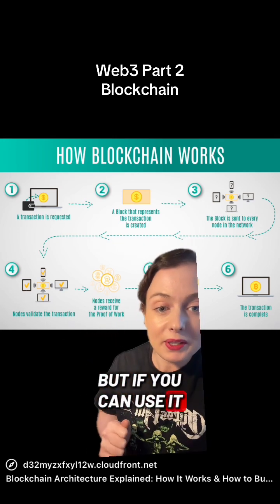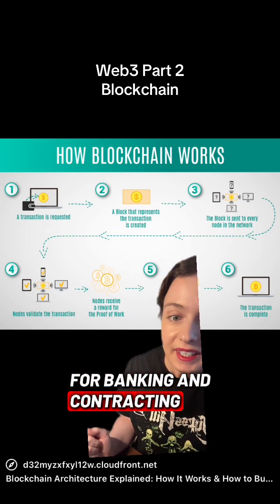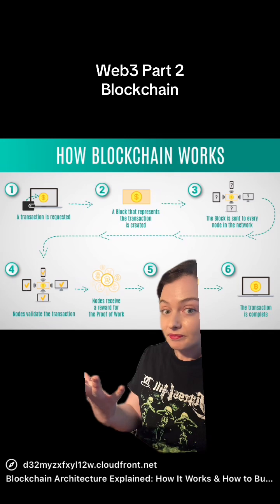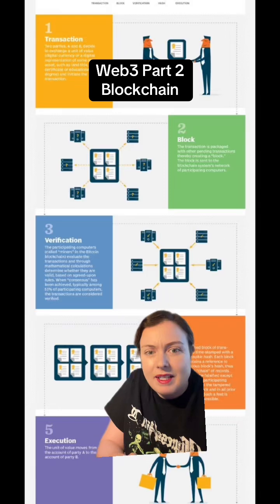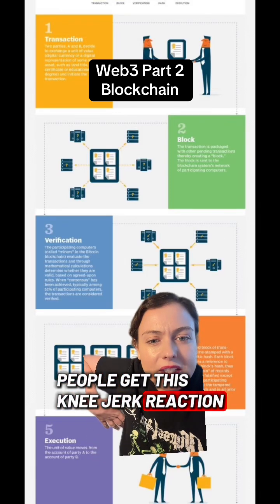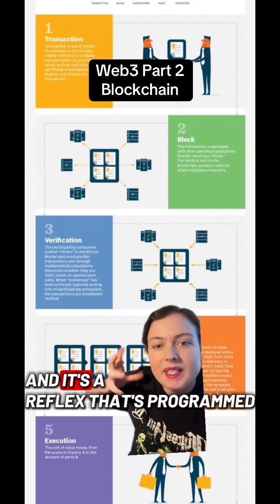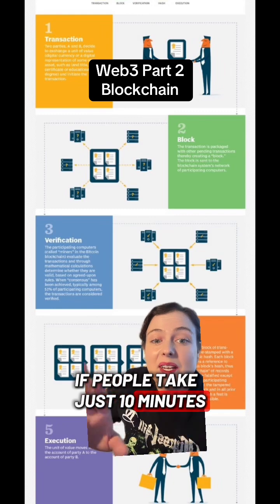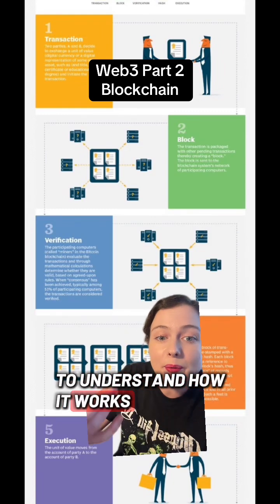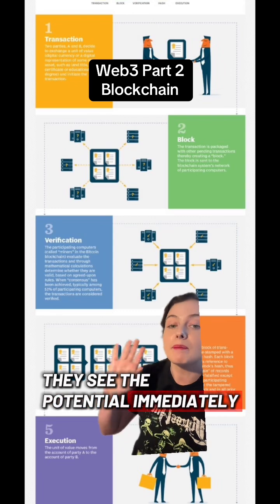But if you can use it for banking and contracting, then suddenly it's insecure when you want to use it to vote. People get this knee-jerk reaction when it comes to these systems. And it's a reflex that's programmed by propaganda. If people take just 10 minutes to understand how it works, they see the potential immediately.